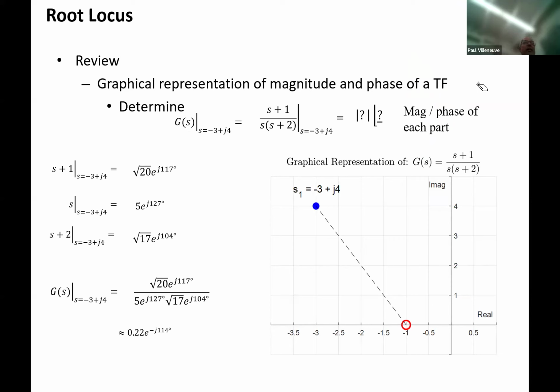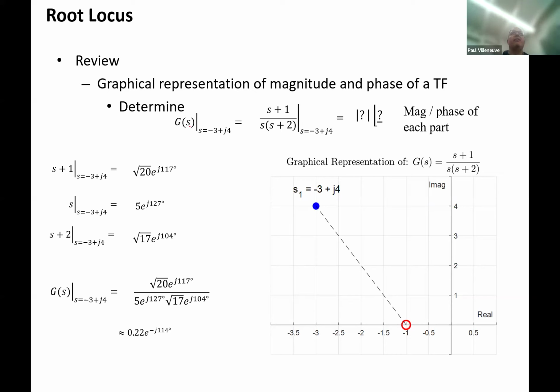We want to see if that is on the root locus. And on the root locus has a magnitude of 1 and an angle of plus or minus 180 degrees. That's always the case, and you'll see that in a little bit. But let's do some math. The first thing I'm going to do is check and see if this equals 1 at an angle of plus or minus 180.